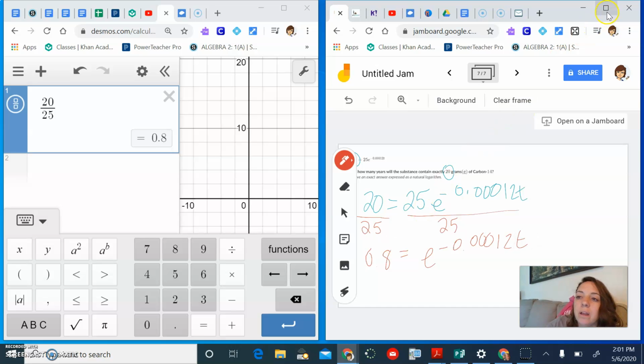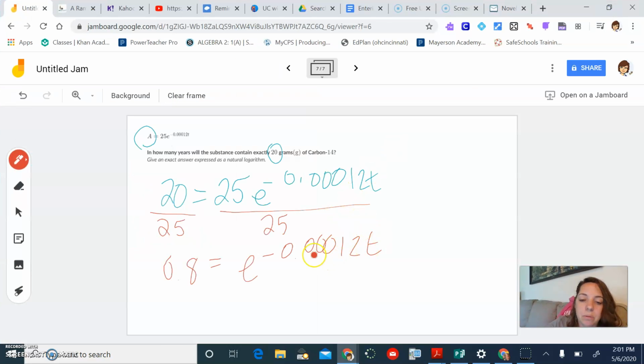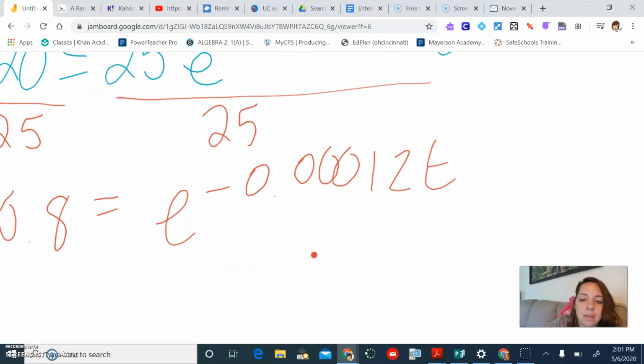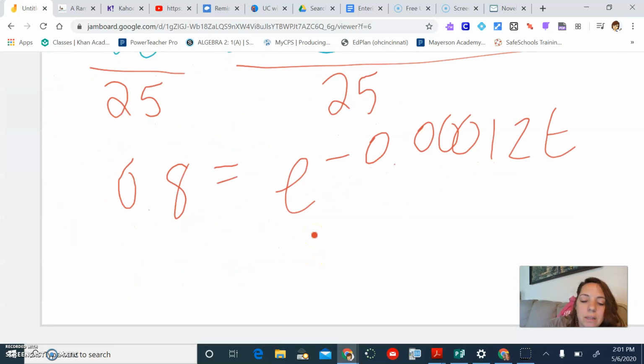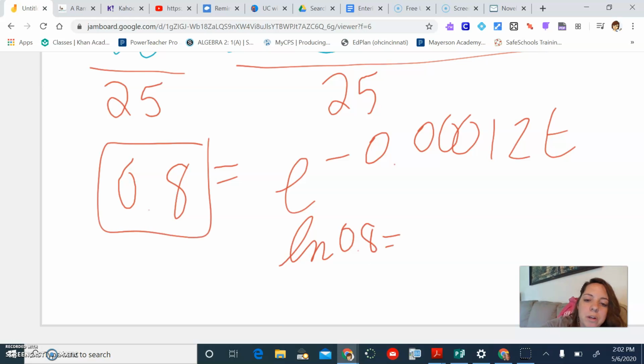Then to get the T out of the exponent, we're going to have to use a logarithm. And the base this time is going to be e. Anytime you do log base e, you don't write log base e. We write ln because that's the natural log. So log base e, or natural log, of 0.8, that's what goes over here, is going to become the argument, equals the exponent, 0.0001231 T.